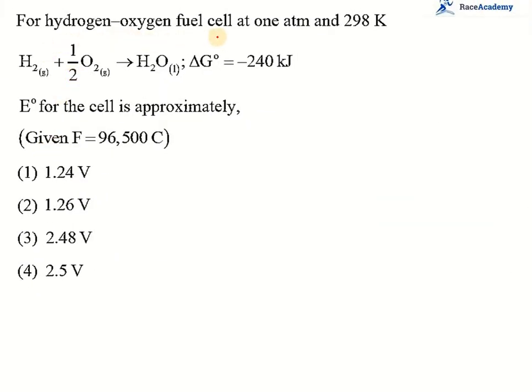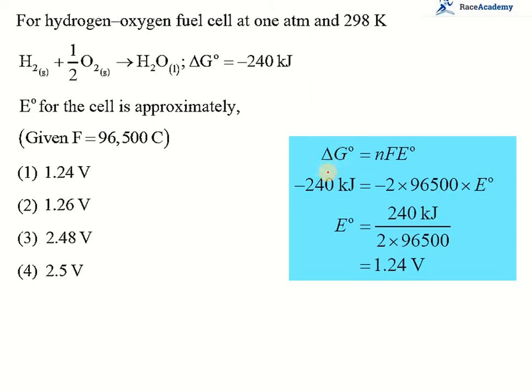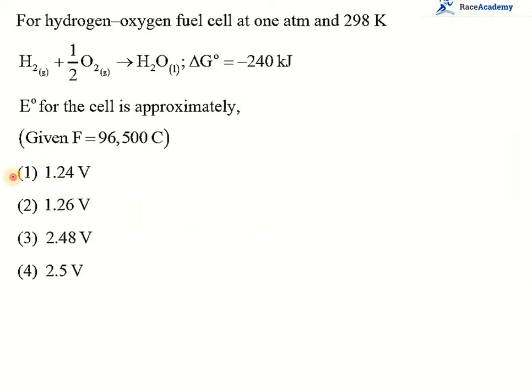Next question. For a hydrogen oxygen fuel cell at 1 atmosphere and 298 Kelvin, H2 plus half O2 gives rise to H2O. Delta G naught is equal to minus 240 kilojoules. Here, E naught for the cell is approximately how much? The given Faraday is 96,500. So in this, you can see delta G naught equals nF E naught, where the delta G value we have taken is minus 240 kilojoules, and substituting the number of electrons as 2 and the Faraday, the E naught value I calculated is 1.24 volts.